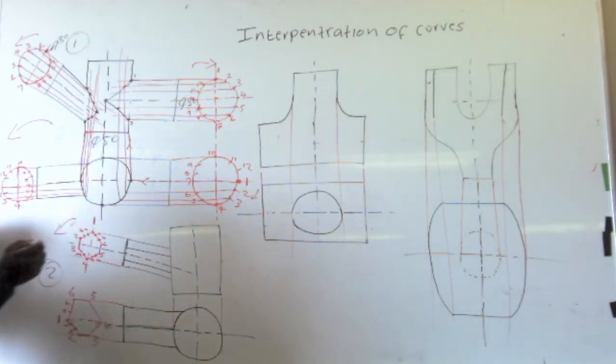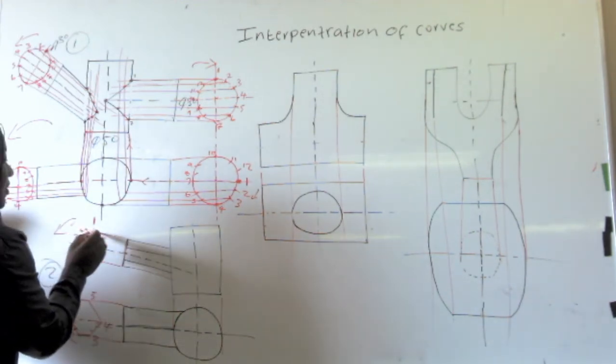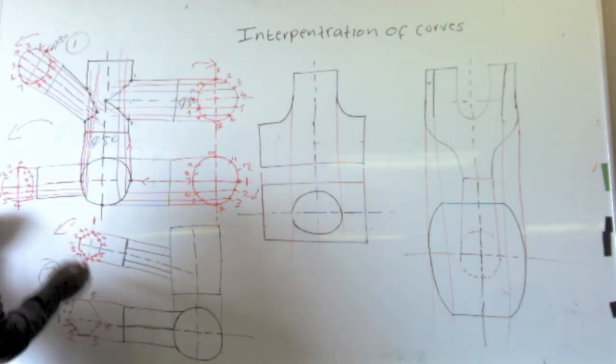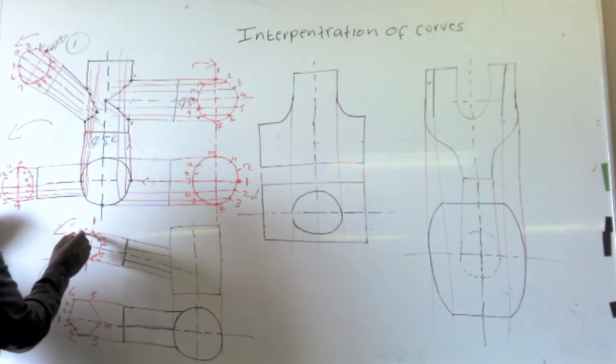So I'll start with number 1, which is this one, coming straight there. Leave it. You come to A and A, straight.